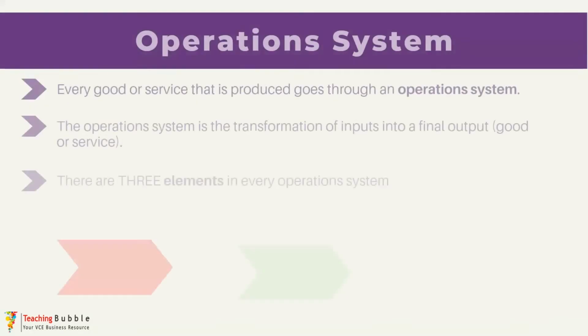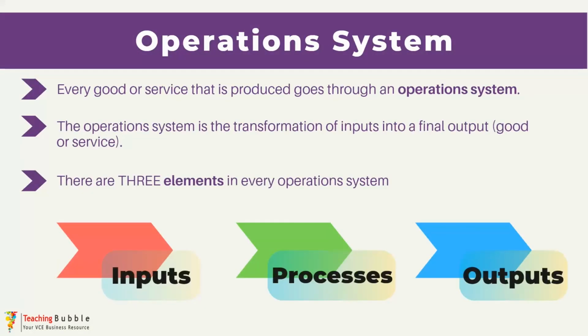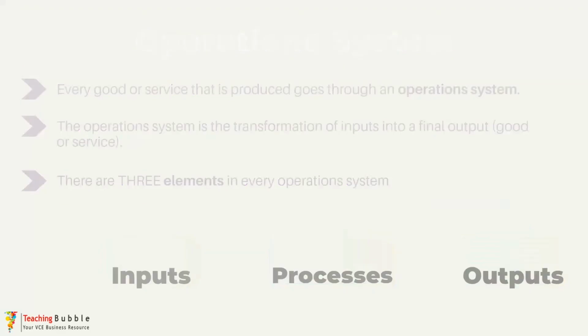So, at the heart of every good or service that's produced is what we call an operations system. And this system is about transforming inputs into a final output that is ready to be sold to customers. Now, there are three key elements in every operations system, and they are the inputs, processes, and outputs. And it's important that you use those terms: inputs, processes, and outputs. Now, no matter what type of good or service is being produced, these three elements will have been used to create it. So, what we're going to do is break down each one of those elements.